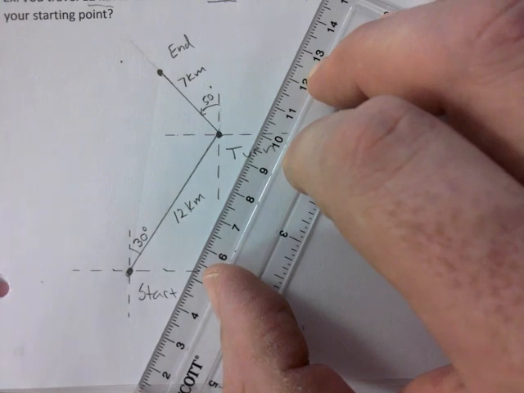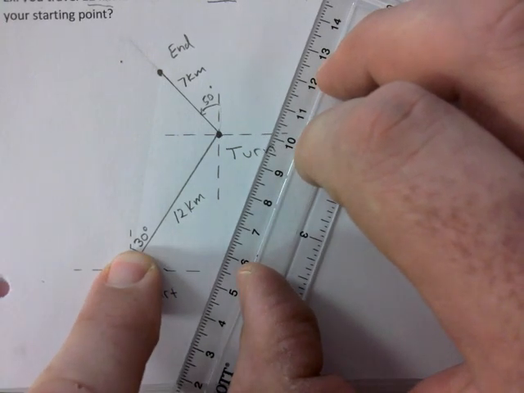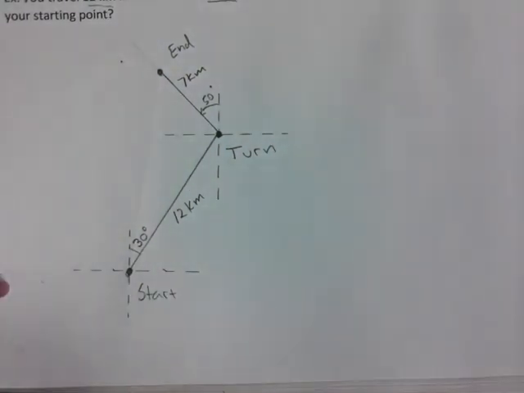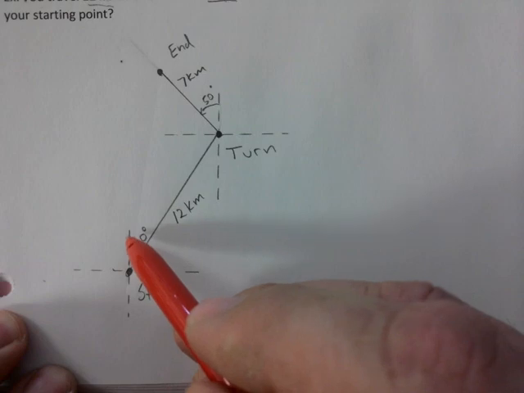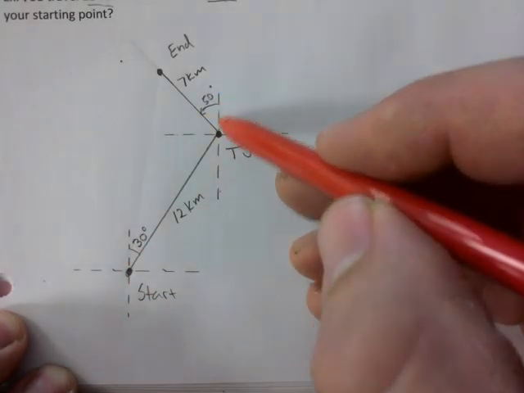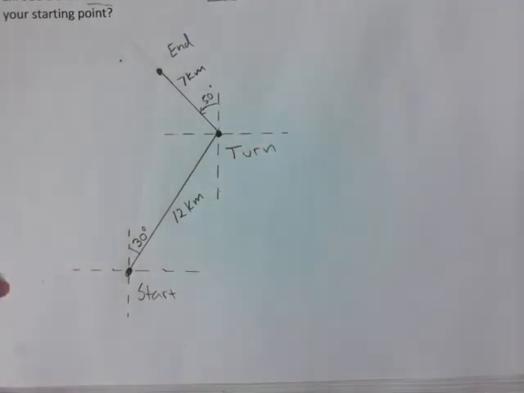But remember that. A lot of students just want to leave that 30 there. It's not going to stay there. Watch what I'm going to do. What's this line and this line? This is the north-south line, and this is the north-south line. North-south is always parallel, no matter where you go. Would that make sense?